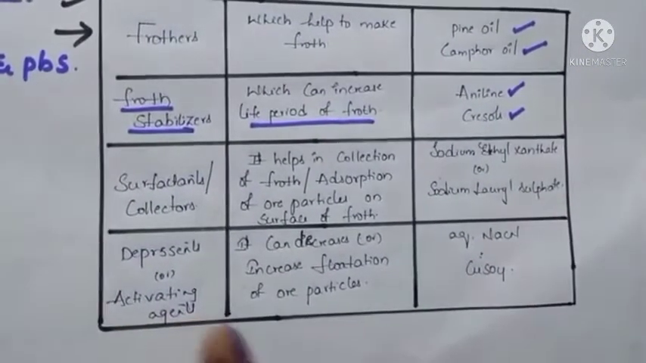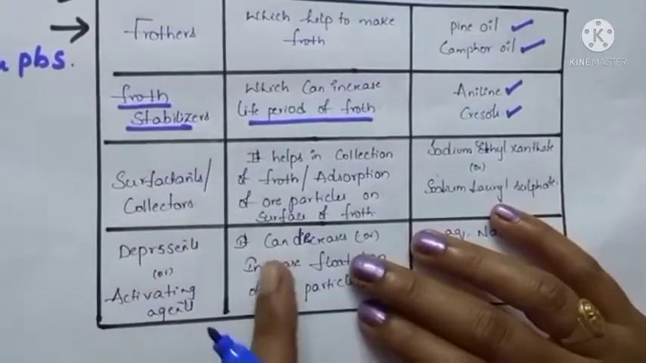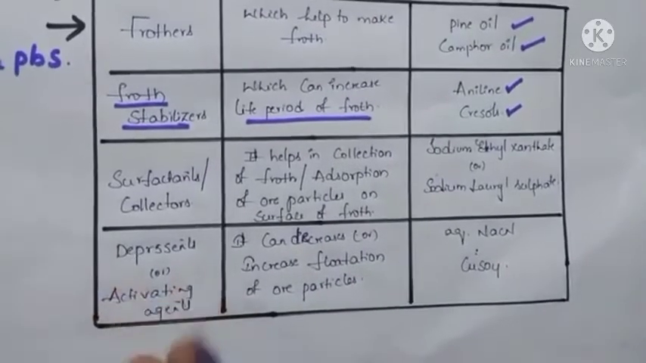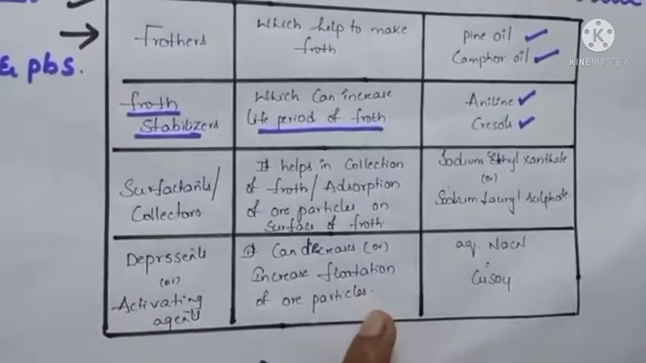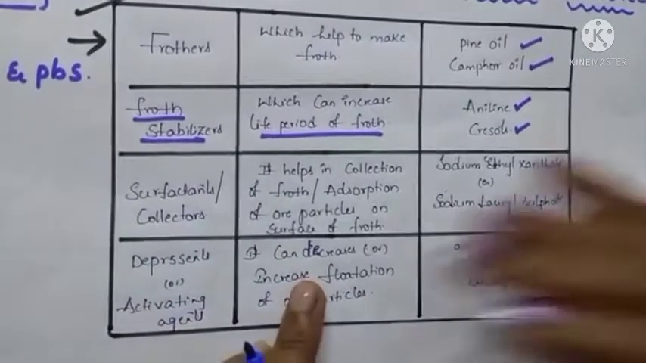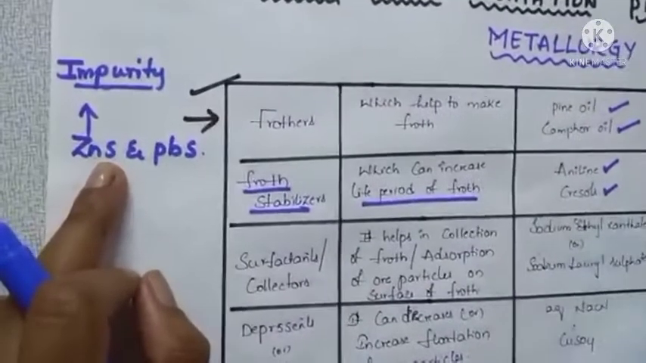Then what you have to do is add an agent like depressants. Depressants decrease the flotation of ore particles. Depressants are the substances which decrease the flotation of the ore particles, and activating agents are the substances which increase the flotation of the ore particles. Here ZnS is the impurity.